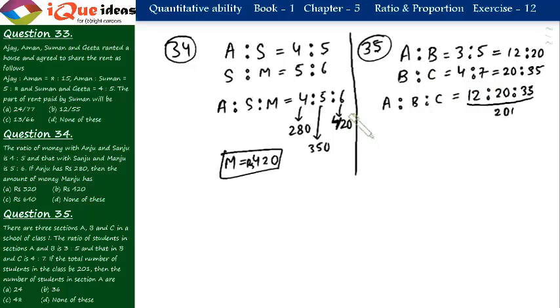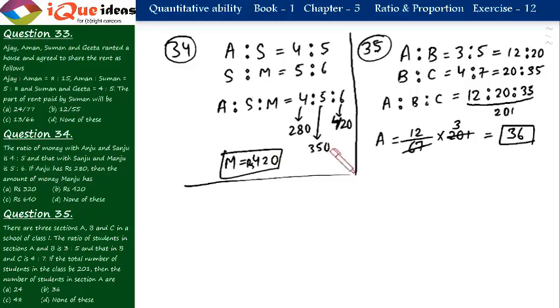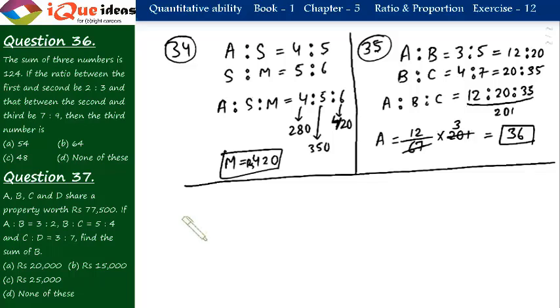That means section A will be 12 divided by... So basically we have to divide 201 in these three sections in the ratio 12 is to 20 is to 35. So 12 divided by 12 plus 20, 32 plus 35, that is 67, into 201. Now 67 cancels 201 three times, so 12 into 3, that is 36. So the number of students in section A is 36. So this was a good question. Question number 35.